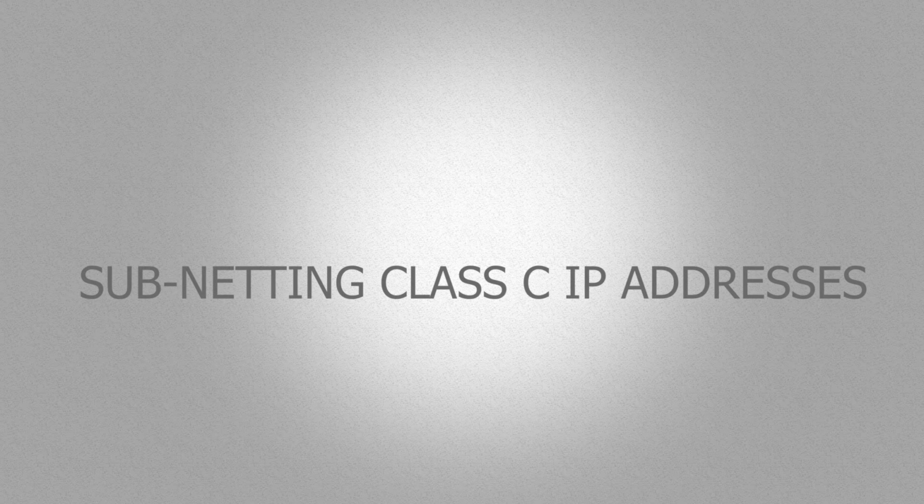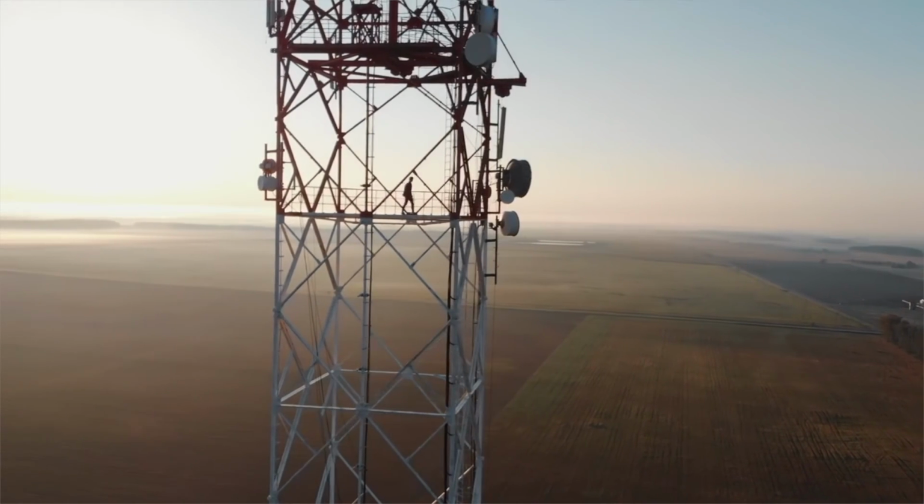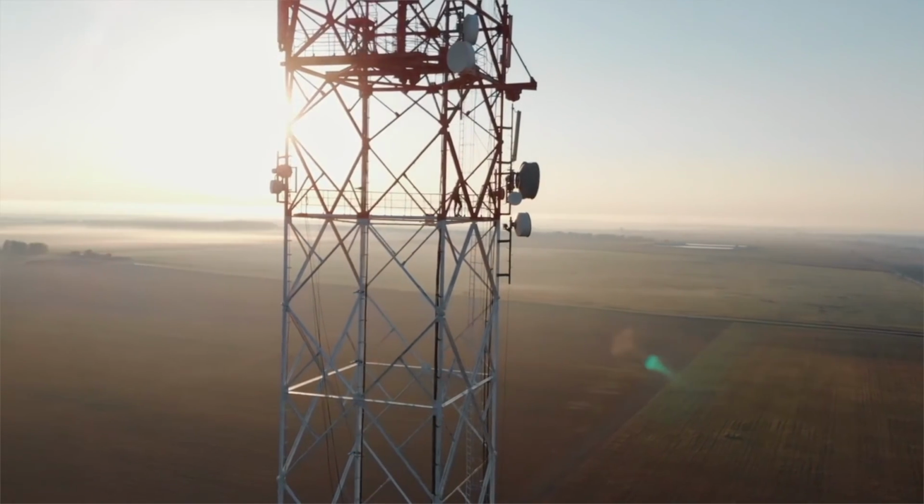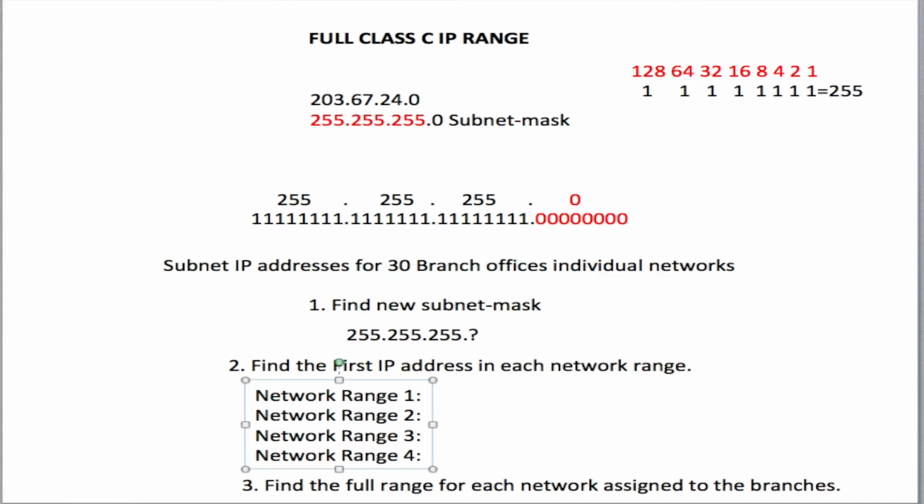In this video, I'm going to show you how to subnet Class C IP addresses. Here we have an IP address 203.67.24.0 and we have a subnet mask underneath, 255.255.255.0. Now, anytime you see a Class C subnet mask with .0 at the end, this tells you that this is a full range. So this tells you that this IP address would go from 0 to 255.